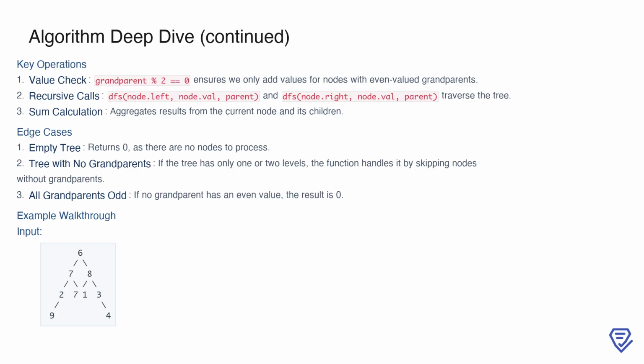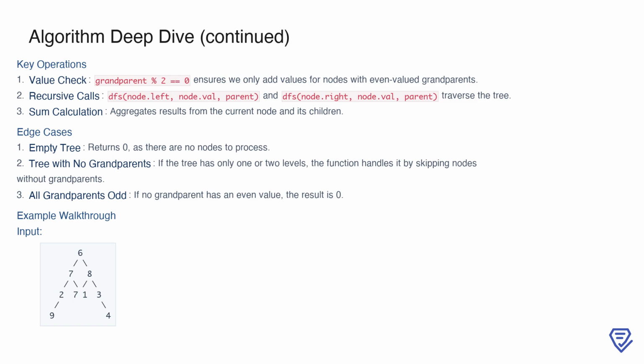First, the condition grandparent % 2 == 0 ensures that we only include nodes whose grandparent has an even value. Second, the recursive calls DFS(node.left, node.val, parent) and DFS(node.right, node.val, parent) allow us to traverse the entire tree while updating the parent and grandparent context. Lastly, the sum calculation aggregates the contributions from the current node and its left and right children.